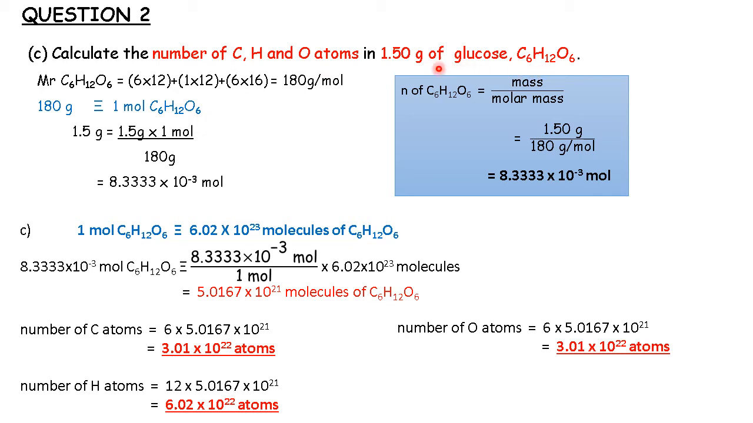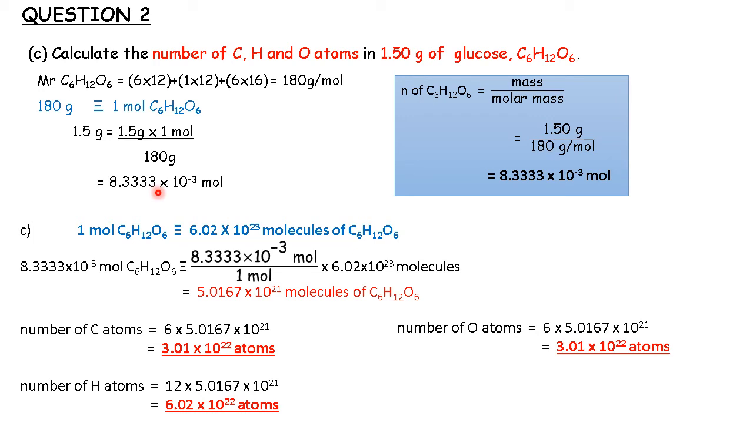So now the question asks about 1.5 gram. So 1.5 times 1 divided by 180 grams, so you get 8.3333 times 10 to the power of negative 3 mole. Okay, so this is step 1. After you satisfy the number of mole, you must know 1 mole of glucose equivalent to 6.02 times 10 to the power of 23 molecules of glucose. So in this case, 1.5 gram equivalent to this number of mole, 8 point something. So now the question asks about carbon.